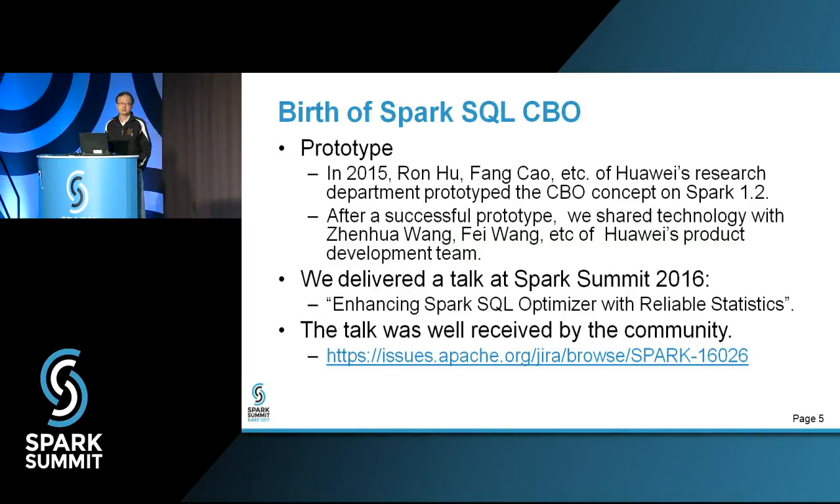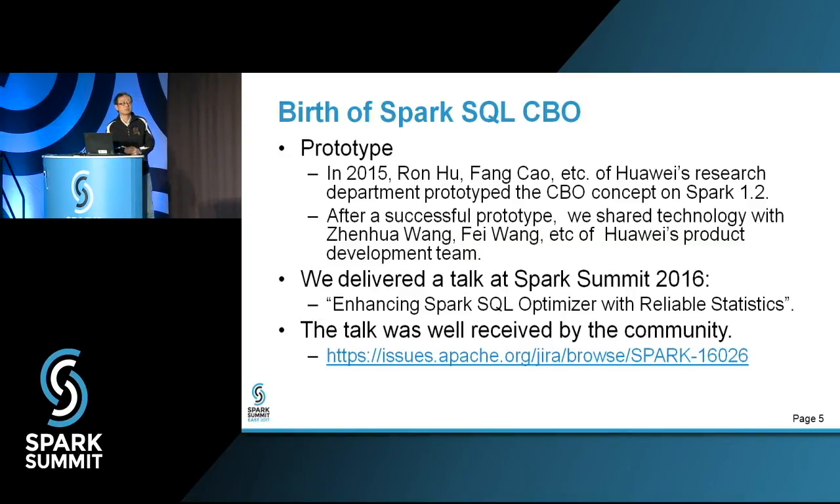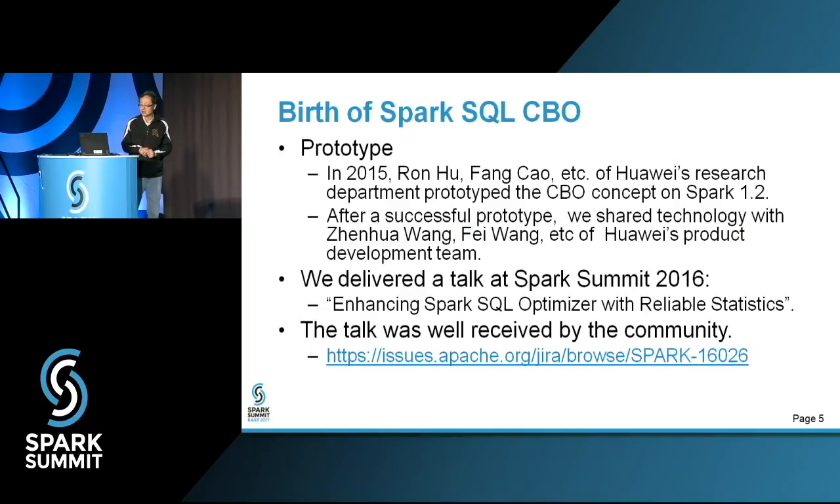About 2 years ago, I and 3 other engineers, at that time we were with Huawei's research department, prototyped a cost-based optimizer with Spark SQL. Our work was based on Spark 1.2. After we had a successful prototype, we shared our algorithm and the technology with Zhenhua Wang and Fei Wang. They are with Huawei's product development team. So later, they delivered a cost-based optimizer in Huawei's product called DataSight.